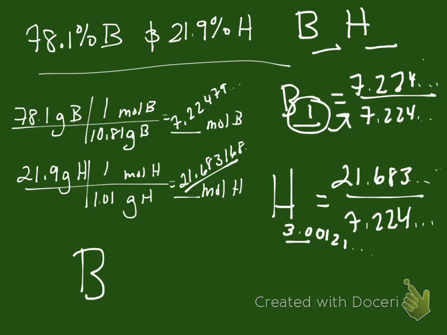So do we write BH 3.00, etc.? No. It's just BH3. Okay? It's BH3. And the number that you're going to get for whatever is the thing that there's more than 1 mole of should be within 100th or less of a whole number. If it's not within 100th or less of a whole number, you have a larger issue.